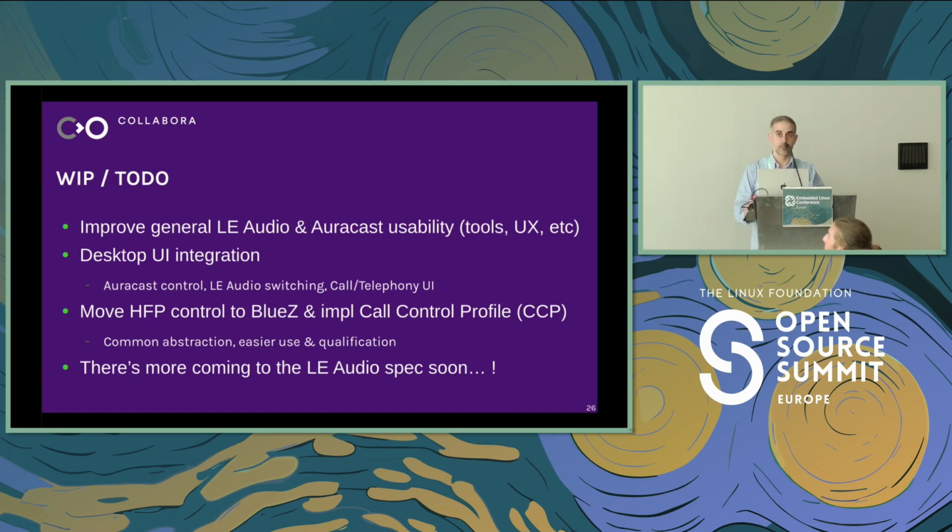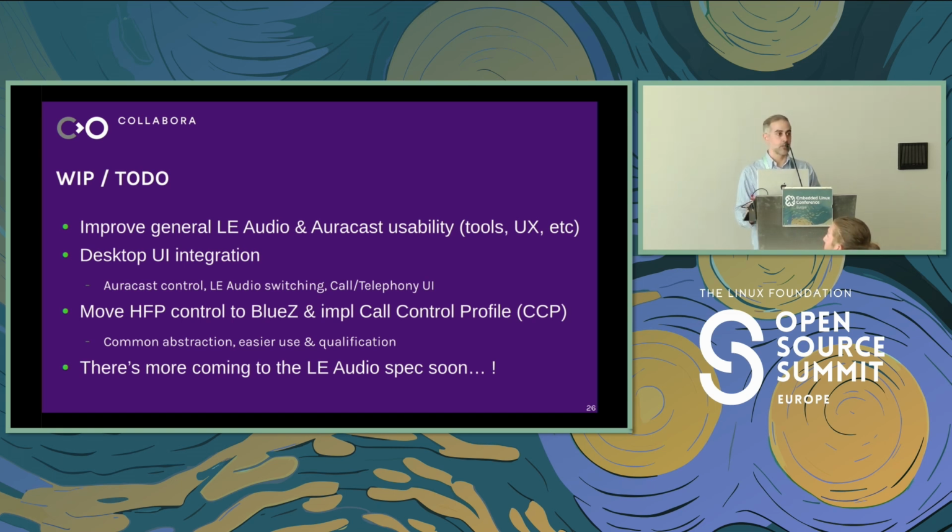So in general, to-do list, improve that usability with improved tools like we are trying to do with Bluetooth control, but we need to also improve the UI tools to support these use cases and probably implement some automation. So for example, when you want to switch from A2DP to LE audio, you won't have to manually go and disconnect and reconnect and do all of that. It will have to be done automatically.